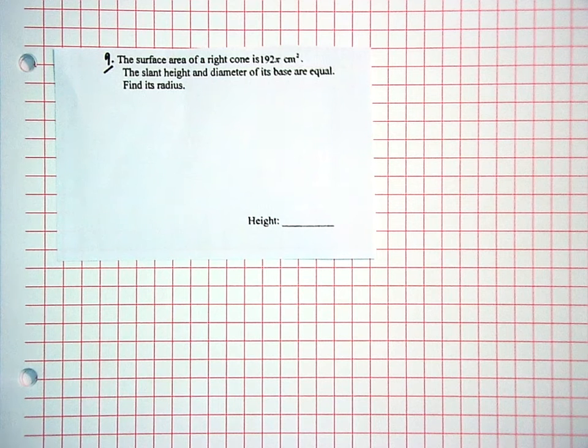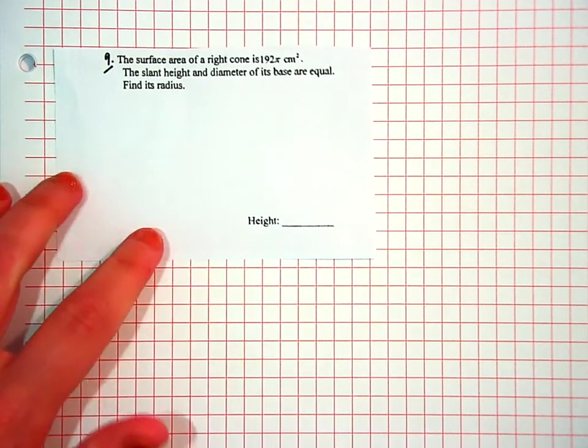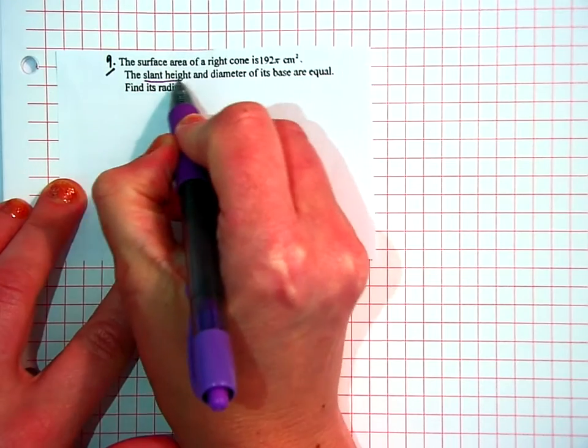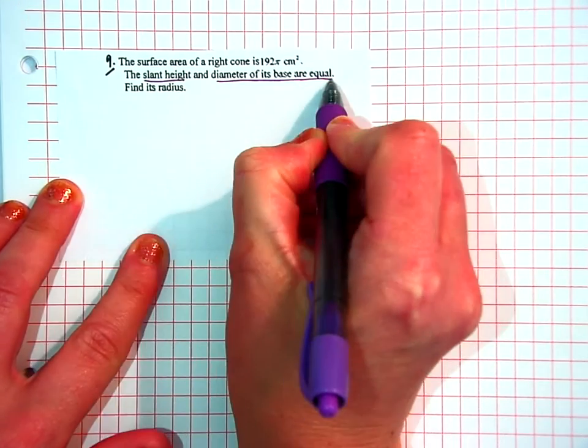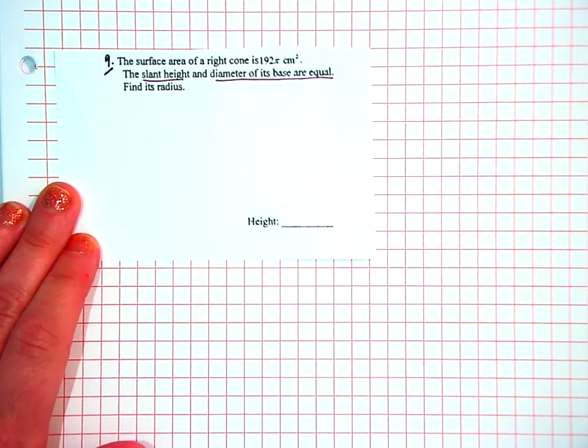All right, you guys, this is a problem from homework 63, and this is problem number 9. The surface area of a right cone is 129 pi centimeters squared. Slant height and diameter of its base are equal. We want to find its radius.